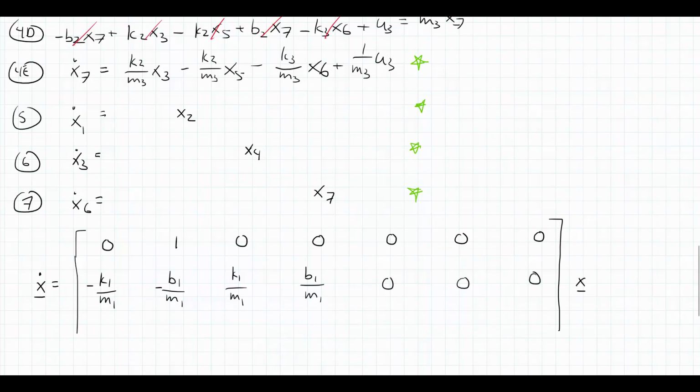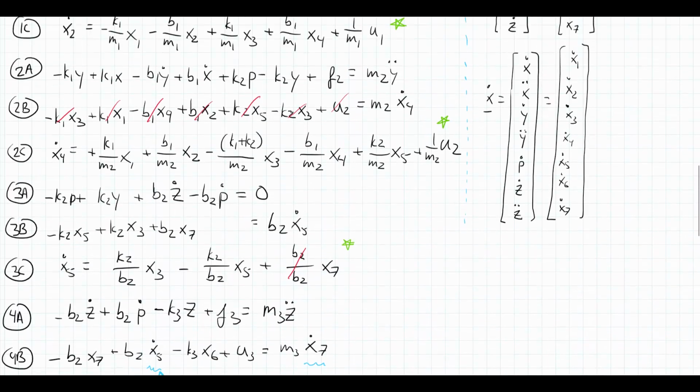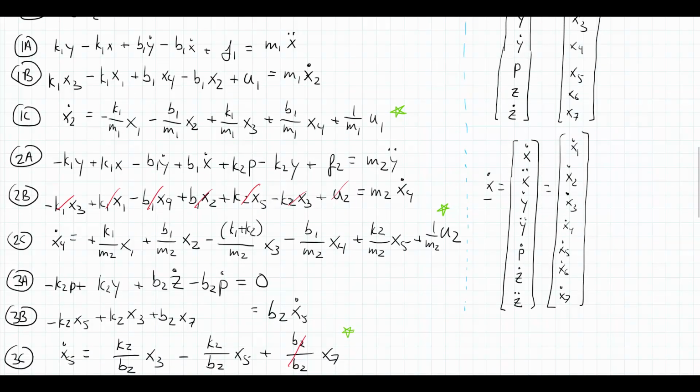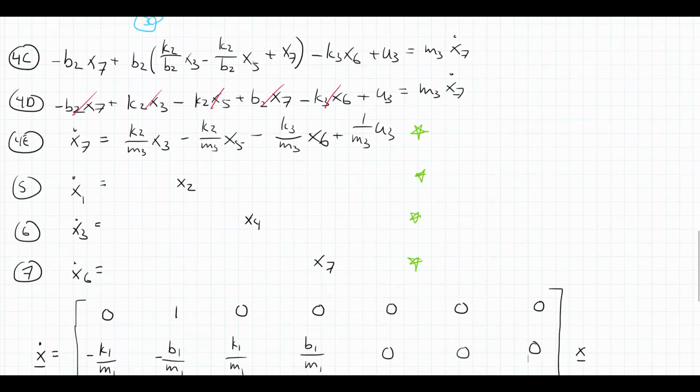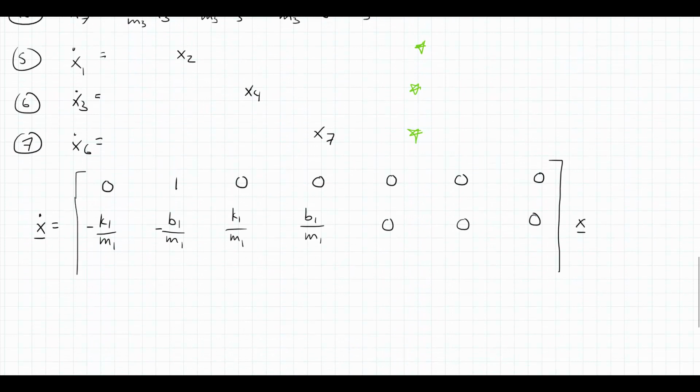So again, let's look at equation 1c. Those are the coefficients in front of x1, 2, 3, and 4. And then 5, 6, and 7 are 0. They're not written here. Now I'll come back for that 1 over m1 for u1. My x2 dot equation is done. My x3 dot equation is equation 6. So that is x4. So 1, 2, 3, 4, 0, 0, 0.